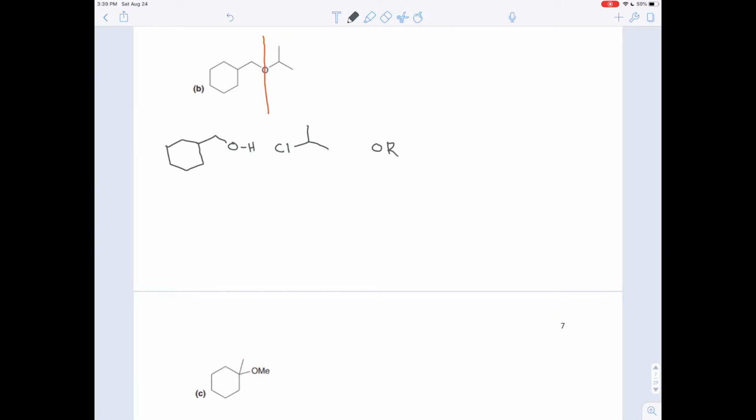You could imagine having that cyclohexane there, and instead of the alcohol, you have the halogen on the left, and you have the alcohol on the right. Okay, so which one of these is better?